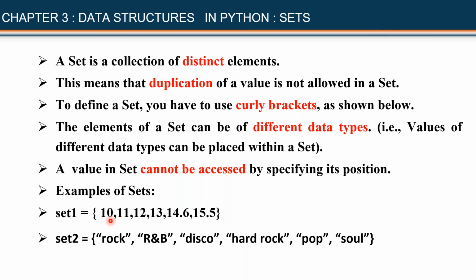Now, I am writing a list of 7 values. I can write 10 values, 12 values. So that is what is given as the first point: a set is a collection of distinct elements. It's a collection of values. But what do you mean by this word distinct? Suppose I write the value 11 once again, they won't accept it, right? They will ignore it. Suppose I write the value 14.6 once again, they won't accept it.